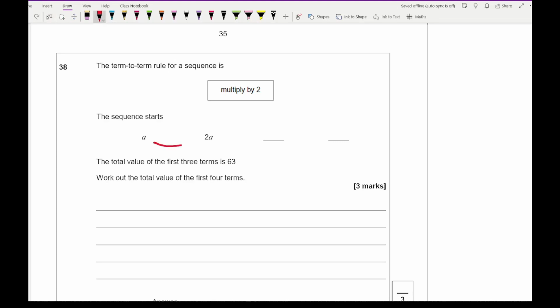So here, to get from a to the next term, I multiply by 2. So the next term is also going to be multiplied by 2. So 2a times 2 is 4a. And multiply that by 2, and I get 8a. Now it says that the sum of the first 3 terms, which I've just highlighted in yellow, is equal to 63. So a plus 2a plus 4a equals 63.